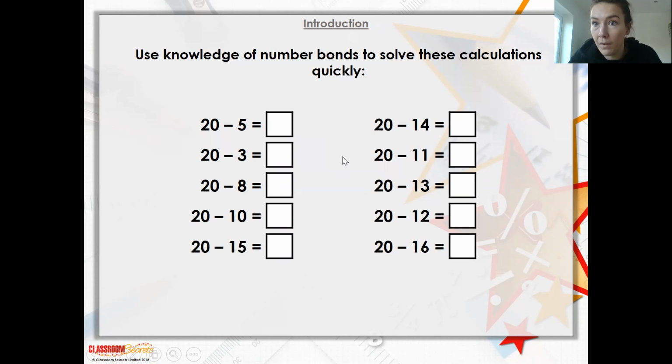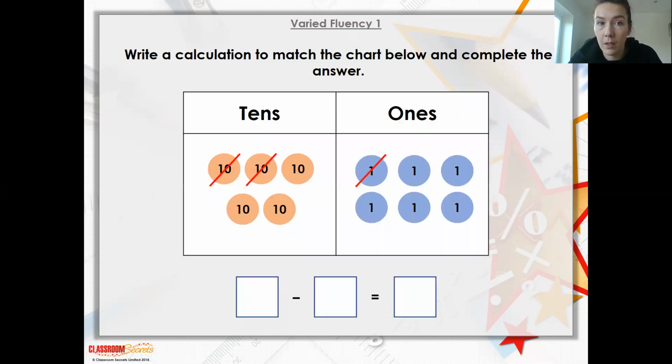Give me a second to do that. And these are your answers. So if you look here, they all intertie with your number bonds to 10. So we've got 20 subtract 5 is 15. We know that 10 subtract 5 is 5. 20 subtract 14 is 6, and so on.